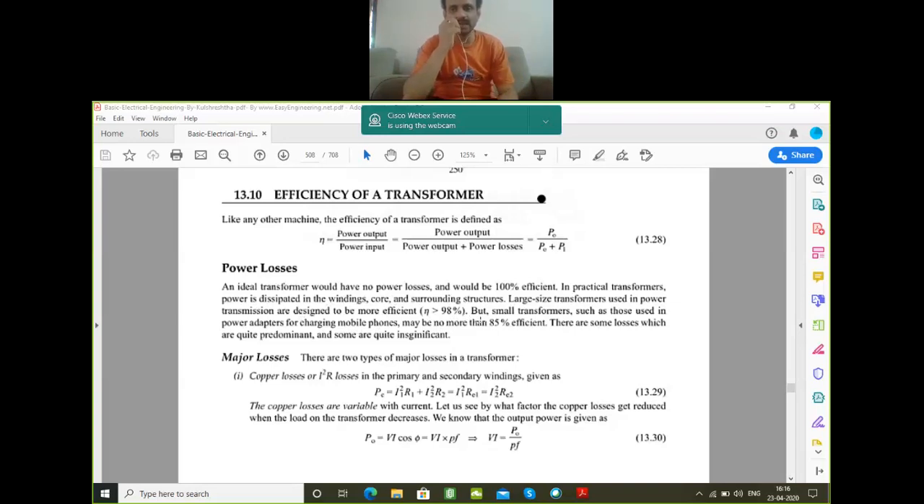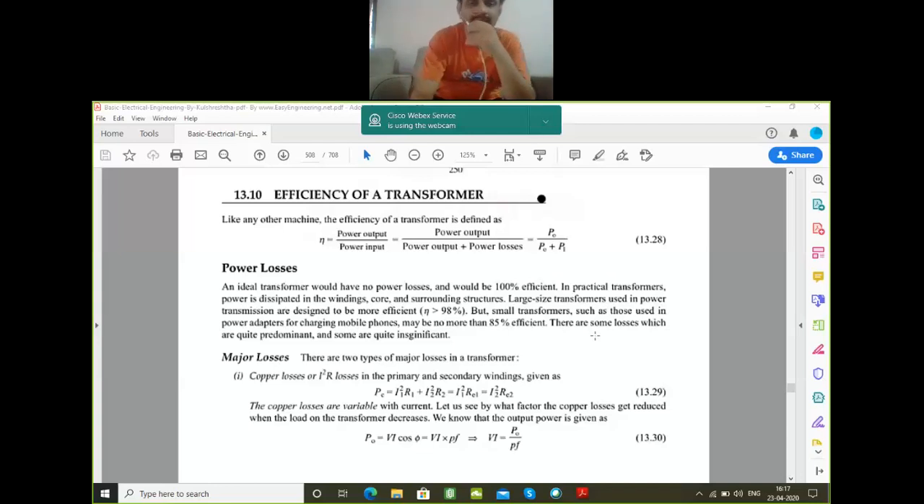We saw that large transformers produce very little power loss and are 98 or more percent efficient. Small transformers were less efficient, like the ones used in smartphone chargers, etc. Some of these losses are quite predominant and some are quite insignificant.